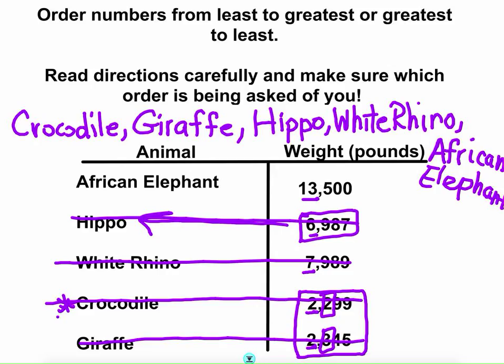Okay. Now, if the question wanted me to use the numbers, then I would just go back and put all their weights under each of these animals. So it depends what the question is asking. All right. So again, to order numbers in least to greatest or greatest to least, you're using all your place value strategies, okay, and comparing strategies to put them in order.